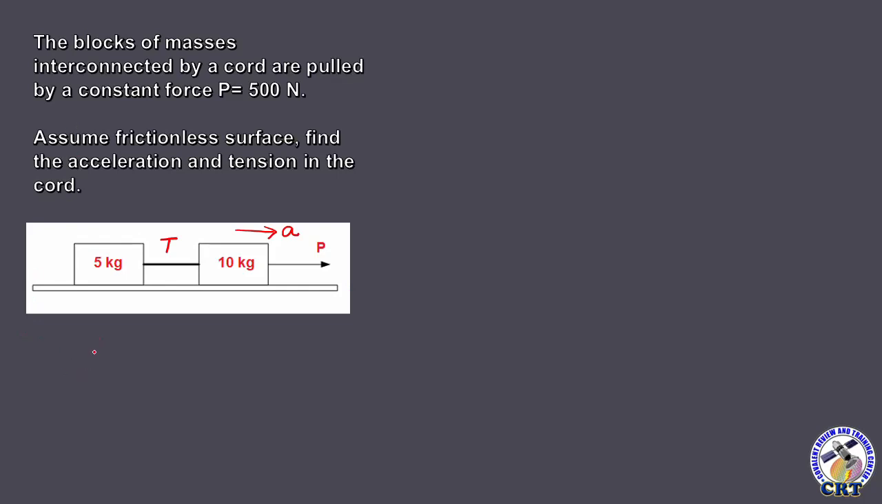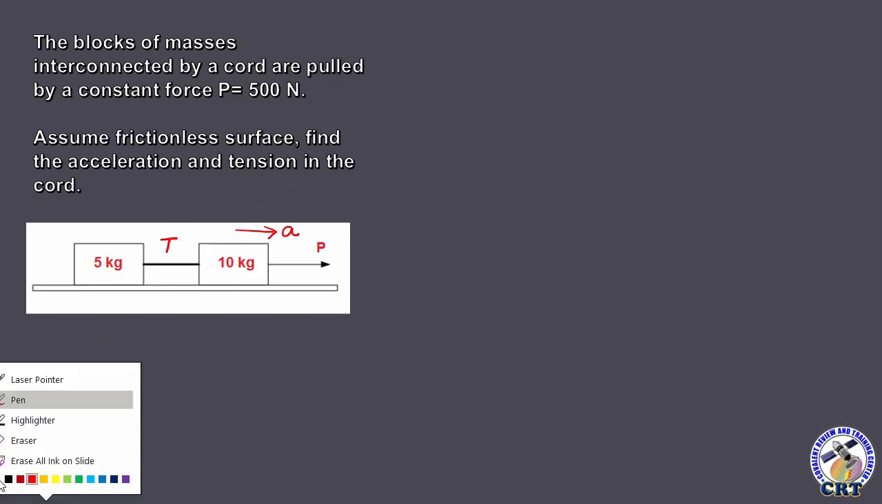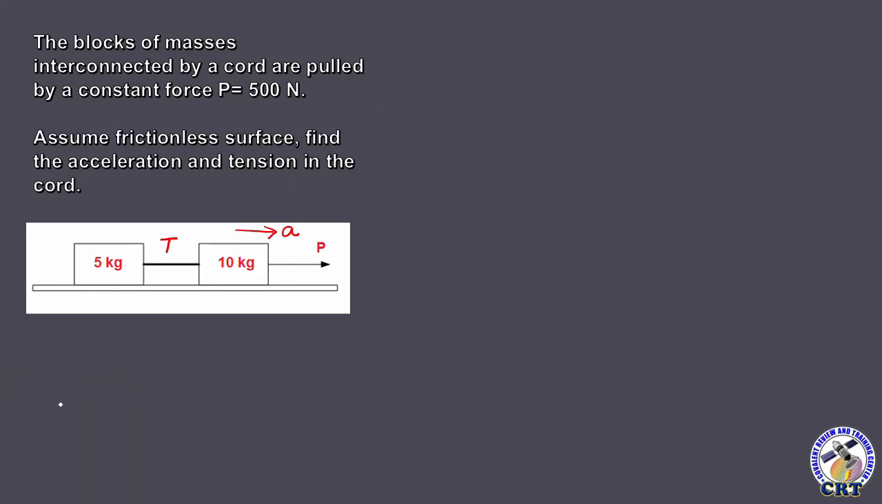Let us now consider the free body diagram of each block. So for the 5 kg mass, its free body diagram first has the direction of the tension. The direction of the weight is downward, but since this is frictionless, we will not use the value of its weight.